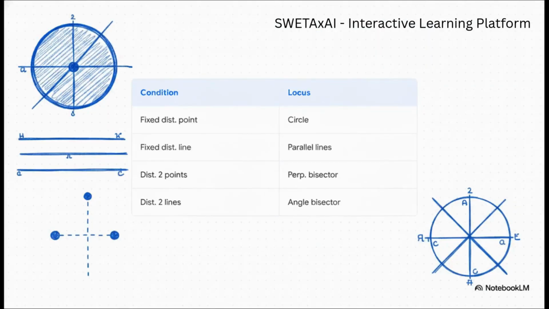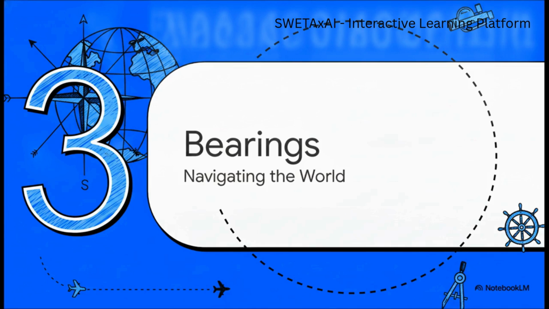Let's map out some of these abstract conditions to their actual physical shapes. Say the rule is to stay a fixed distance from a single point, well, you get a circle. What if you need to maintain a fixed distance from a straight line? You get parallel lines on either side. And if you need to be equidistant from 2 points, or 2 intersecting lines, guess what? That brings us right back to our perpendicular and angle bisectors. So those constructions we just learned, they're actually just the tools we use to draw specific loci. Pretty cool, right? All right, let's scale things up in Section 3, Bearings, Navigating the World.